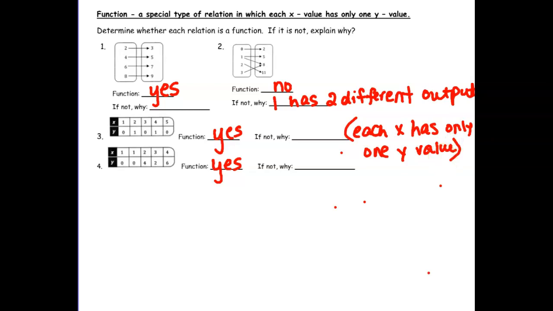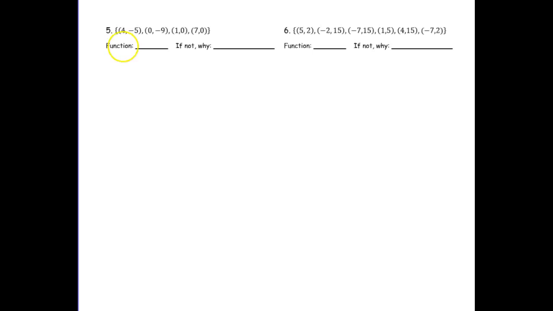Okay, if we look at number 5, we have a set of ordered pairs. In this case, it would be a function. We just look at our x values. We've got 4, 0, 1, and 7. They're all different, so yes, it's going to be a function.